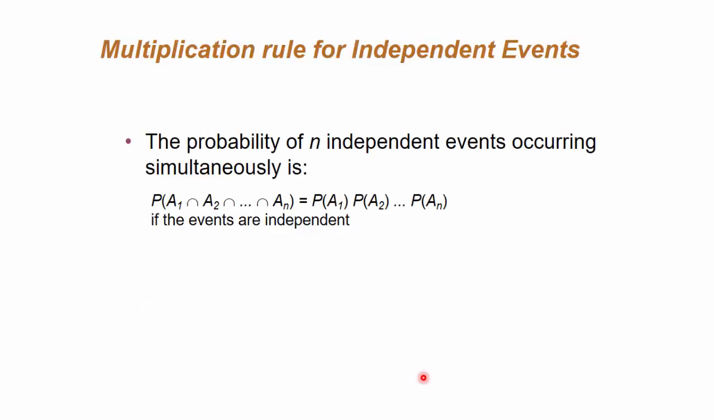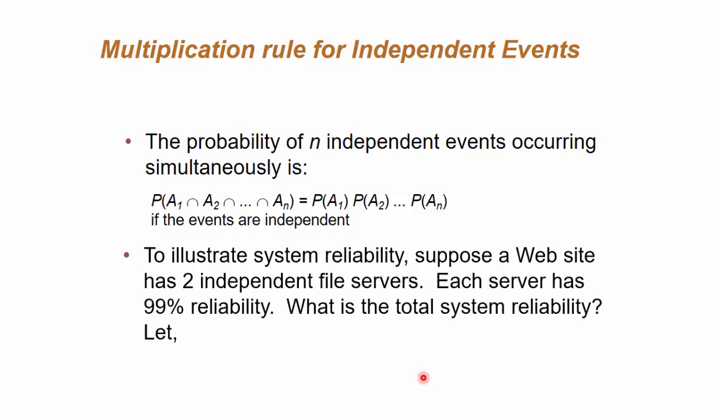The multiplication rule for independent events: if you have n independent events happening at the same time, then P of A1 to An equals P of A1 times P of A2 times P of A3 times P of An. And this is only when the events are independent, also called the special rule for multiplication.